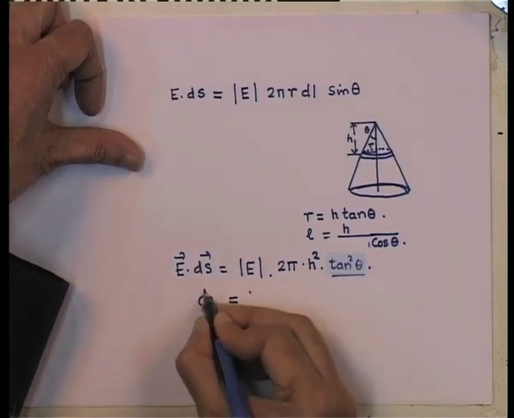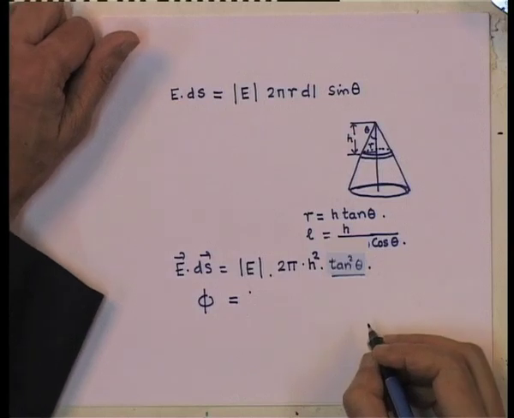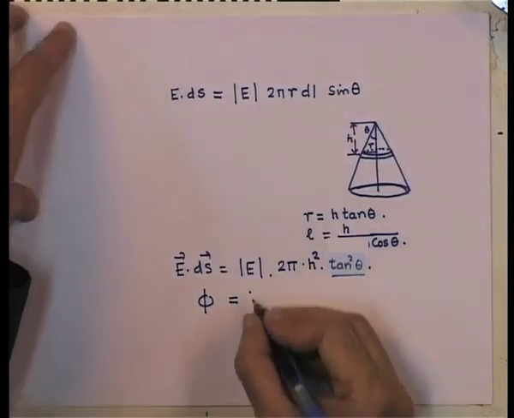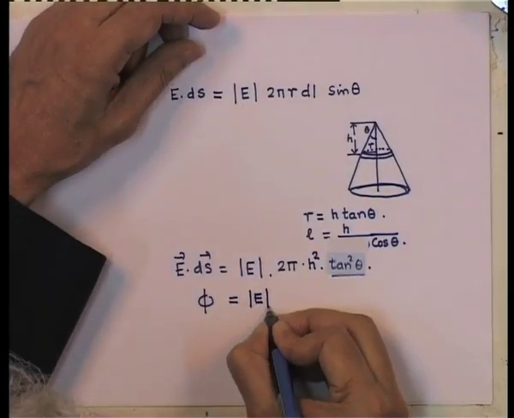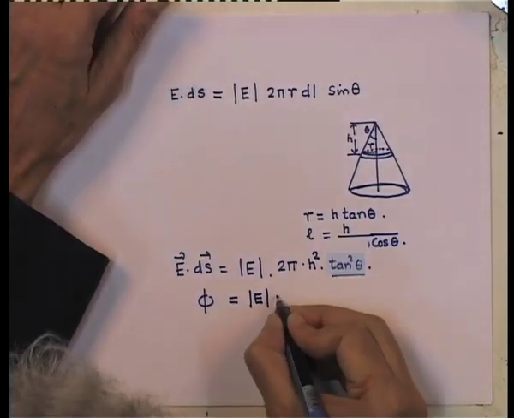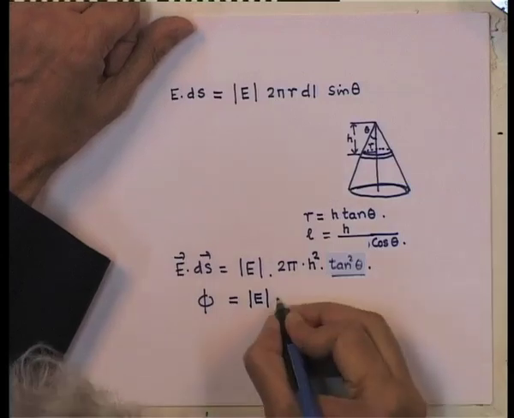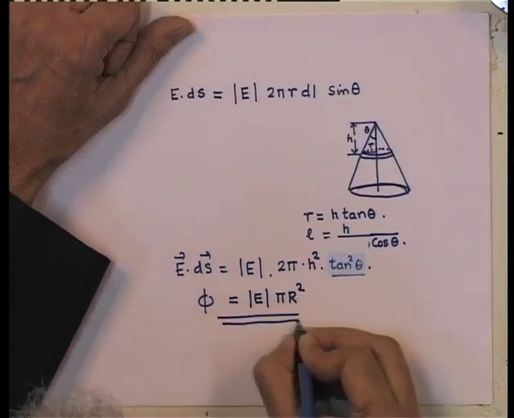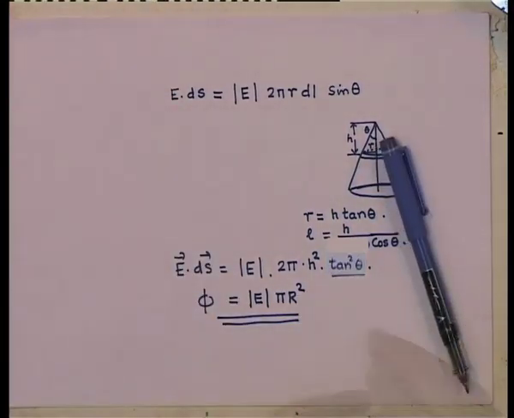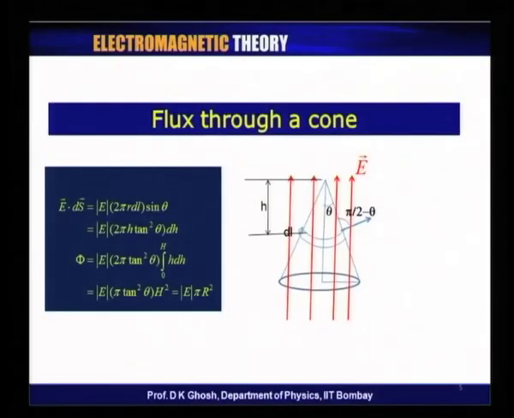So, what is my flux phi? I have to only integrate this quantity there. So, what I get after integration is magnitude of E times, if you do it properly and put in the relationship as we have done in the slide, pi r square. This is the flux through a cone, but I already knew the answer: if the amount of flux that is getting in is E times pi r square, the amount of flux which is going out should also be E times pi r square.